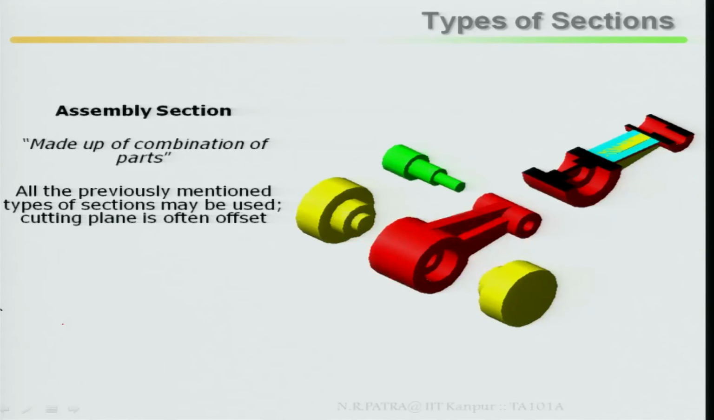Then the last one is an important one, that is your assembly sections. Particularly it is used in automobiles, where different parts you have to first assemble and prepare the object and take the sections and show the sectioning of different parts. That means it is a combination of different parts. Example, these are the different parts and they have been assembled first, then sectioning has been made.